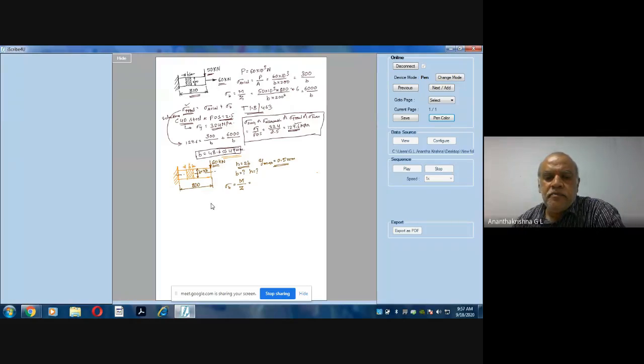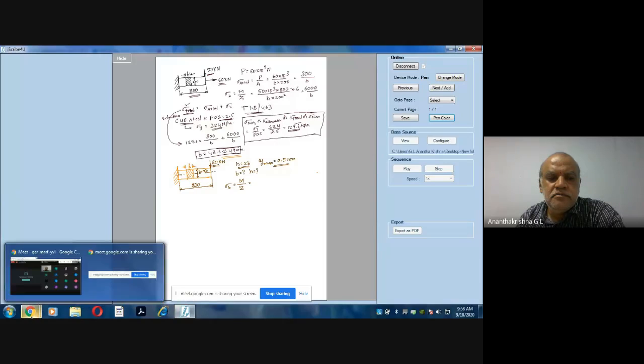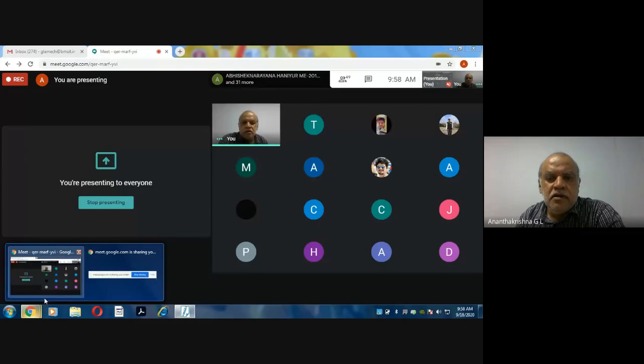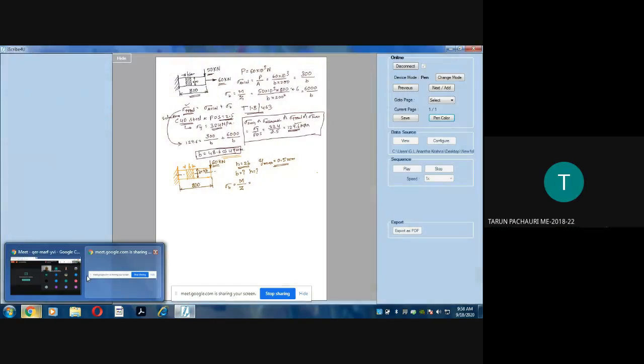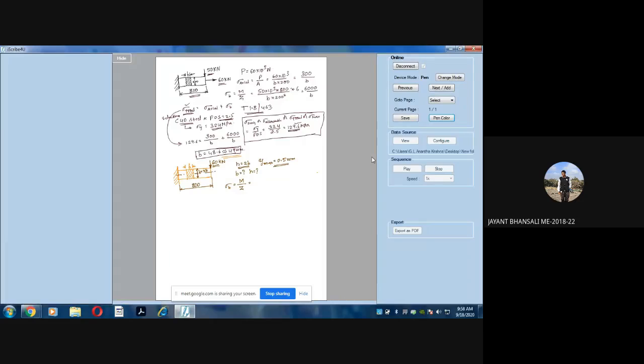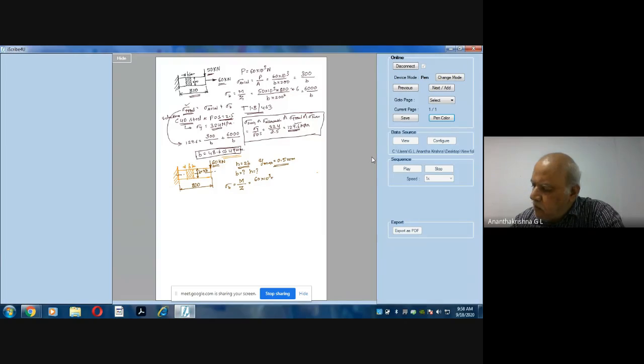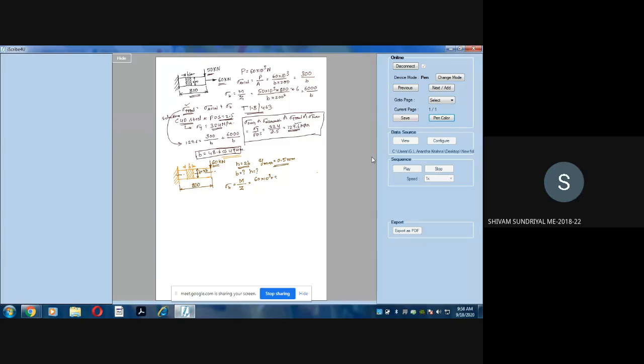Yeah? Not there. Jitin Kumar? Ritiksha? Yeah, somebody? What is the value of moment in this case? 60 into 10 power 3 into 800.